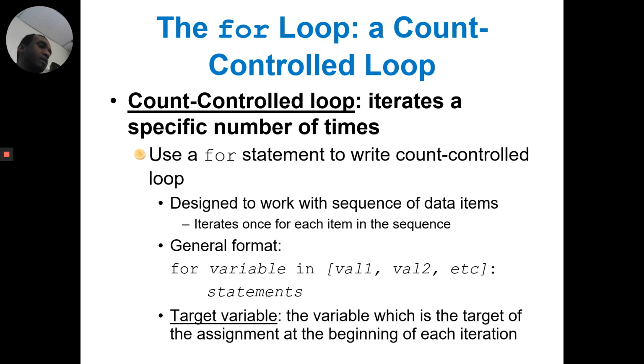Then we have the for loop, the count-control loop. Okay? So it iterates a specific number of times. Like in the example that I gave you about Bart Simpson, you can say 100 times or 5 times. You know how many times you want this thing to run. So you use a for loop statement to write a count-control loop. It is designed to work with a sequence of data items, and iterates once for each item in the sequence. The general format is for variable in sequence, and then statements. The target variable is the variable which is the target of the assignment at the beginning of each iteration.